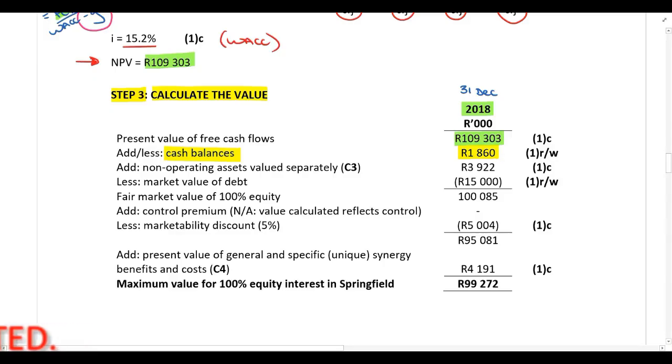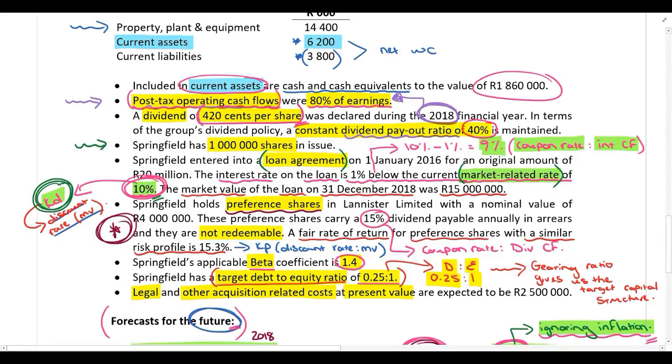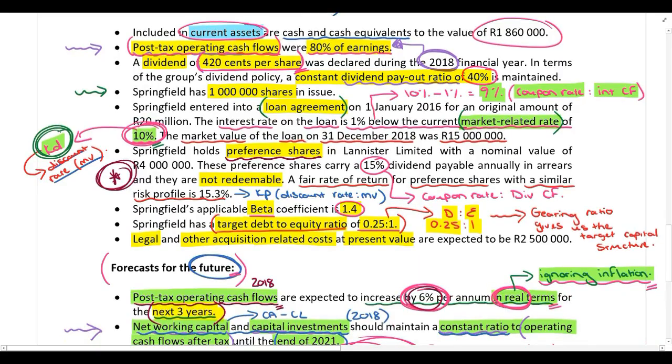Then you need to add the value of any non-operating assets that are valued separately. So if the company has any investments, we value those investments separately and we bring the value in over here. Now, if you go back to the information provided in the question, you'll remember that Springfield has an investment in Lannister Limited because they hold preference shares in Lannister Limited. And you'll remember we said these are non-redeemable preference shares. So using this information, we can calculate the market value of these preference shares.